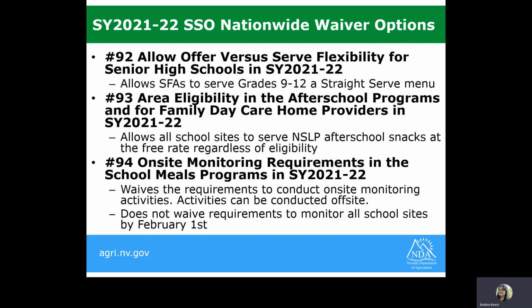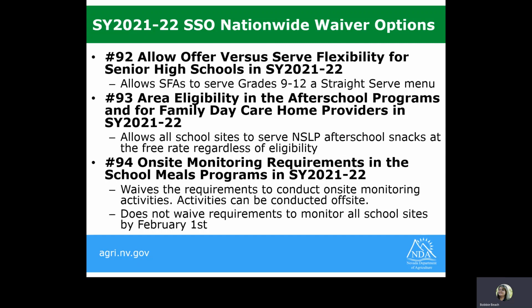Number 92, this flexibility allows you to serve a straight serve in your high schools or in your senior high schools for grades 9 through 12. It's waiving that requirement. 93, area eligibility in the after-school programs. Typically in the NSLP snack program, to operate an area-eligible site, you have to have a free and reduced lunch percentage of 50% or more. If you elect into number 93, you can have an area-eligible snack program at any of your school sites.